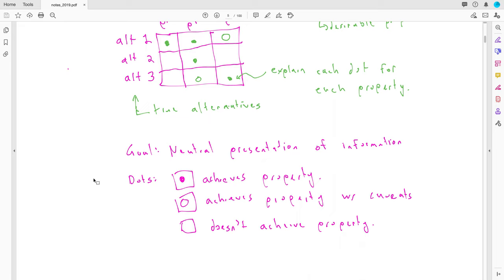So your job isn't to sell someone on which alternative they should choose. It's really to say, here are all the alternatives and here are the properties, and it's very neutral. Do with it whatever you want. I'm just telling you this.